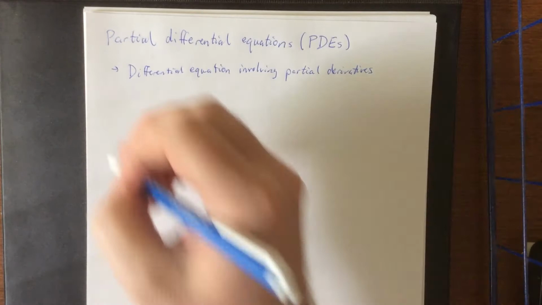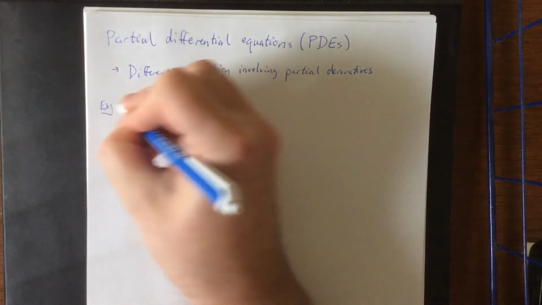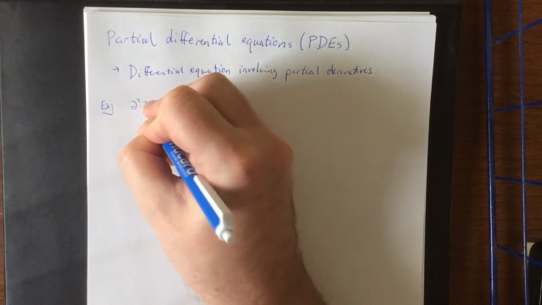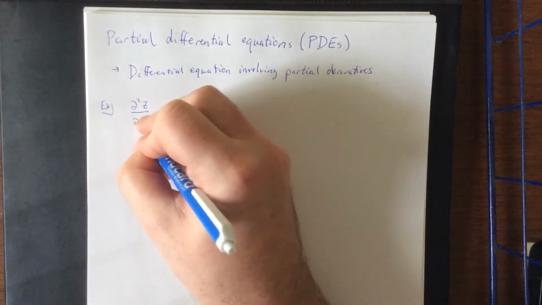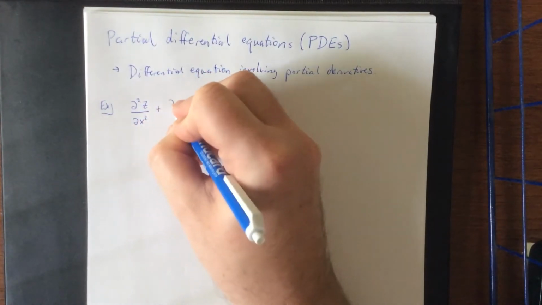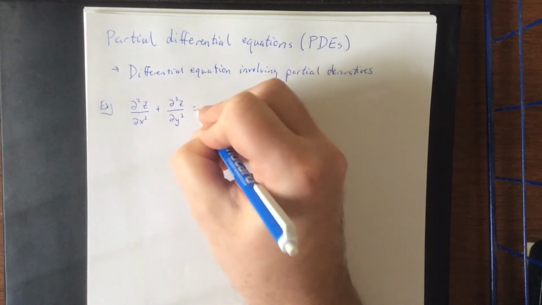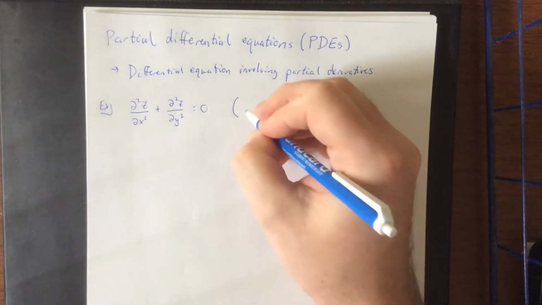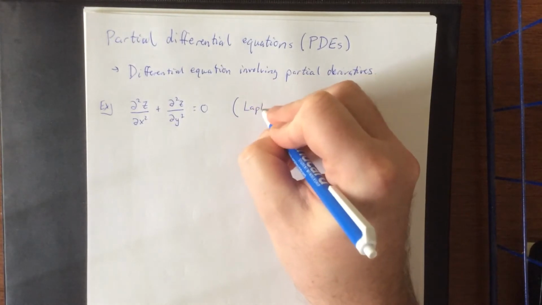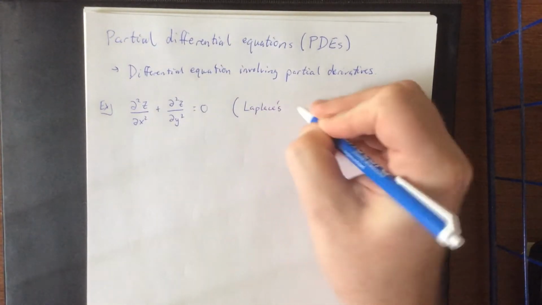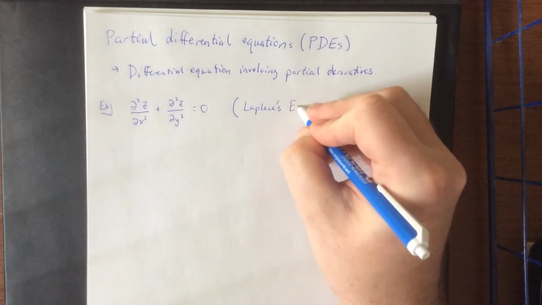An example of a partial differential equation might be something like the second derivative of z with respect to x plus the second derivative of z with respect to y is equal to 0. This particular partial differential equation does have a special name. It's referred to as Laplace's equation.